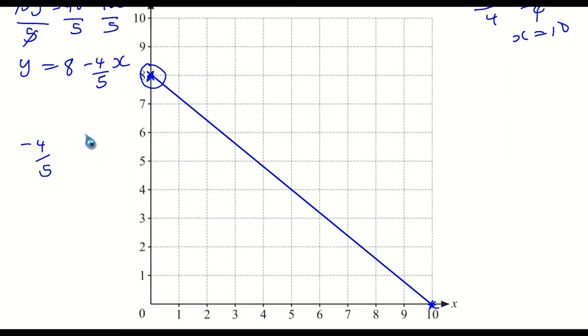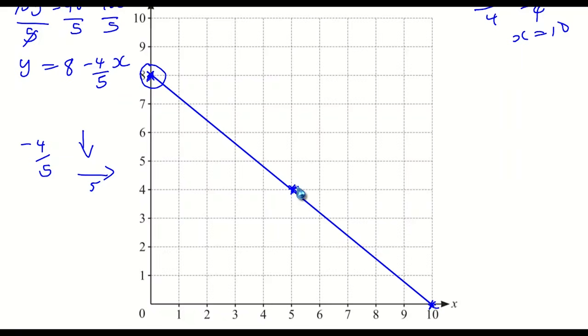It means you fall 4 times and you move forward 5 times. So that is the meaning of negative 4 over 5. So from here, if you fall 4 times, 1, 2, 3, 4, then you run 5 times, 1, 2, 3, 4, 5. And see, this will be a point on the line, so this is correct.